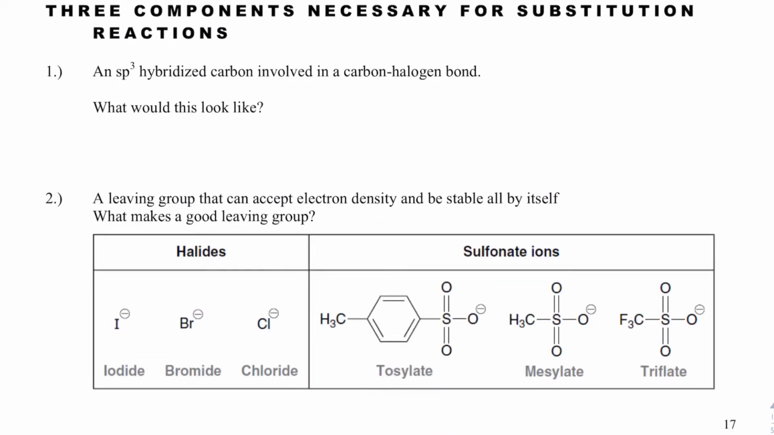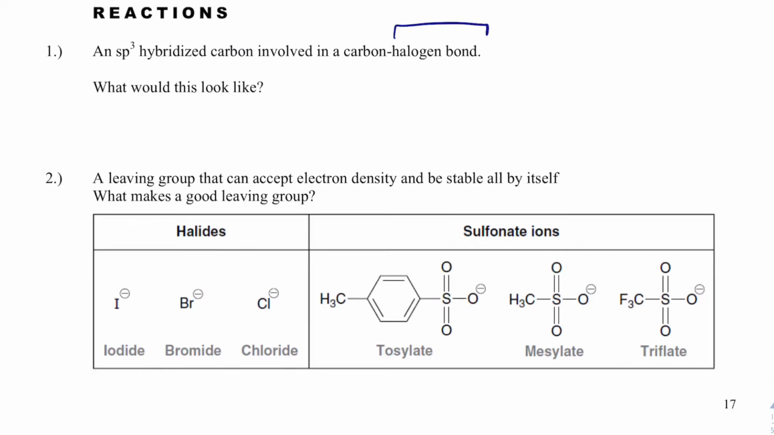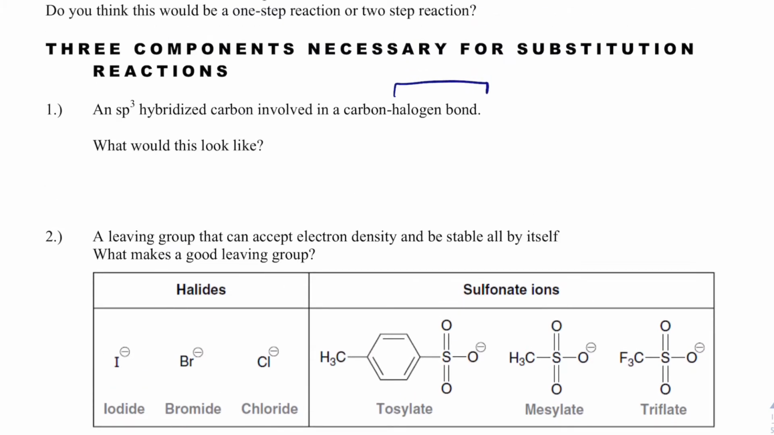So there's going to be 3 components necessary for substitution reactions. The first thing is we need an sp3 hybridized carbon involved in a carbon-halogen bond. Really, it doesn't have to be a carbon-halogen bond. That's just what we're going to see, but we need a great leaving group.